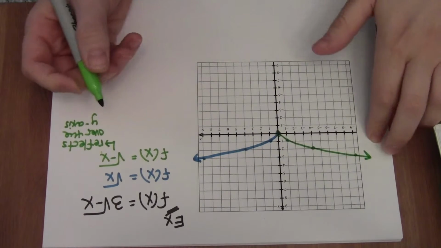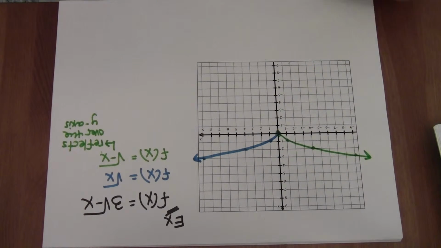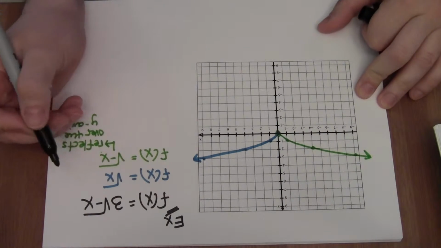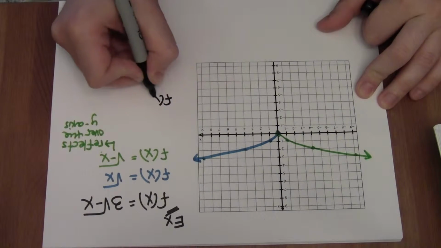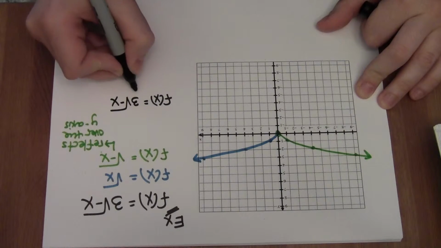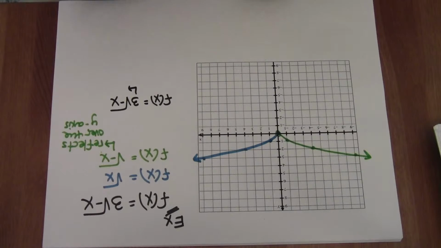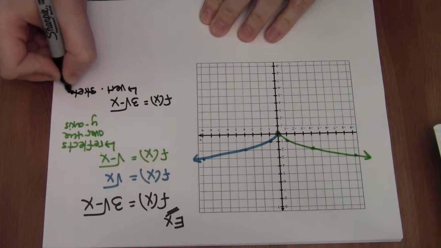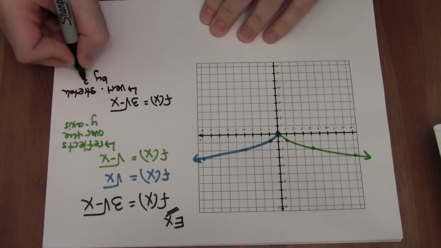And finally, I have that 3 out front. That 3 is a vertical stretch by a factor of 3. And what that means is I need to take all the y values on my green graph and multiply them all by 3. That 3 is a vertical stretch by a factor of 3.